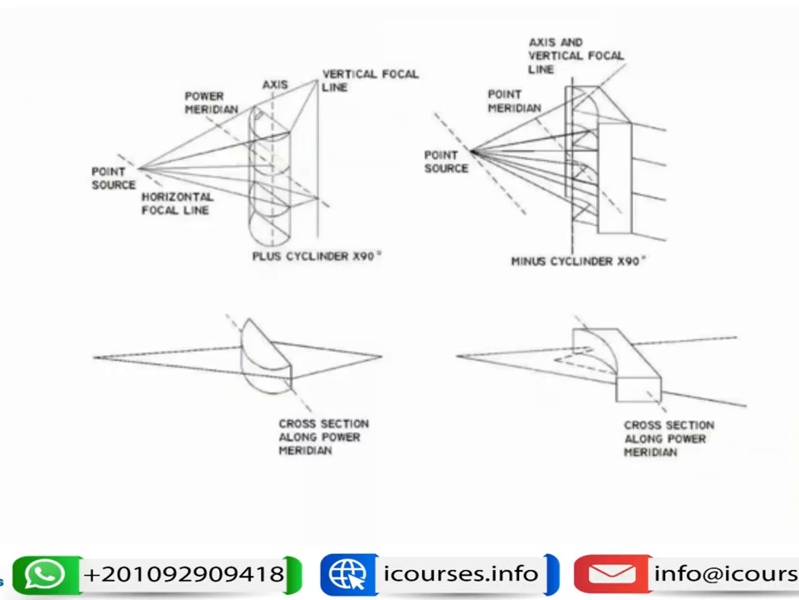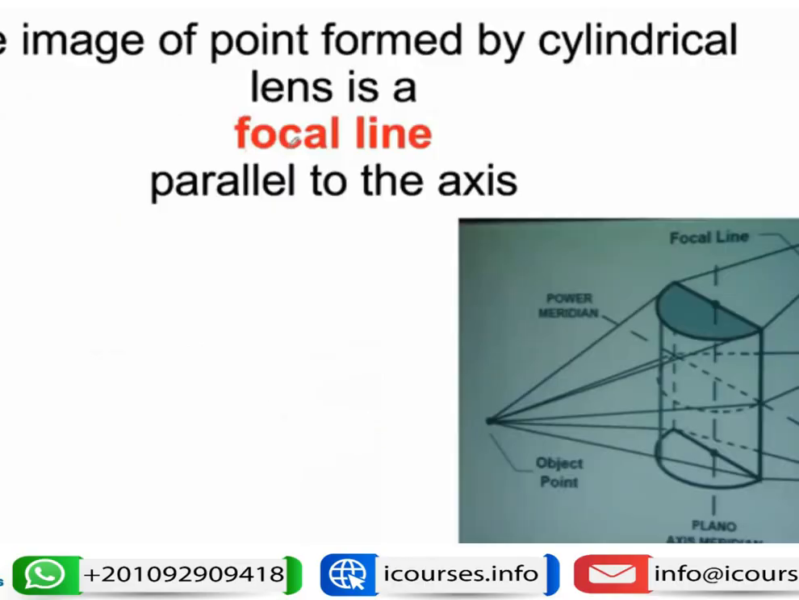So here is the axis, and here is the meridian of power. As you can see, the meridian of power is perpendicular to the axis. The image of the point is formed by the cylinder as a focal line parallel to the axis. Again, this is the axis, and this is the curved meridian, which acts as a convex lens. So it makes a point.